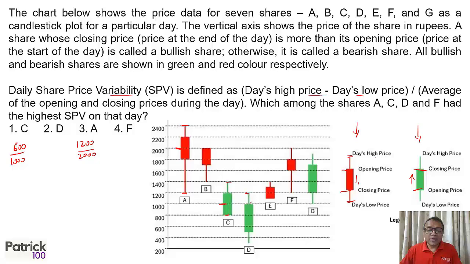If you look at D, the difference between highest and lowest is 1200 minus 300, which comes to 900. And the middle price is somewhere between 1000 and 500, so you can say 750. The last one left is F, where the difference between highest and lowest is 2000 minus 1200, which is 800, and the middle price here is 1700. So you can clearly make out that D is more than 1 compared to everyone else. That would be the answer.